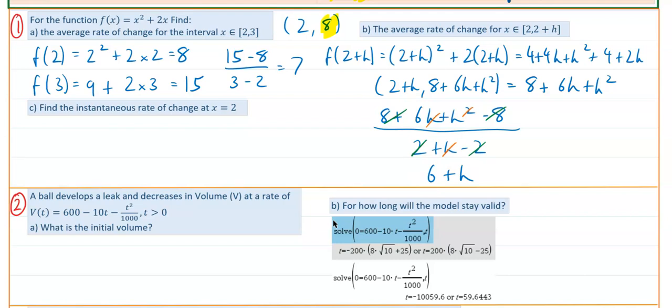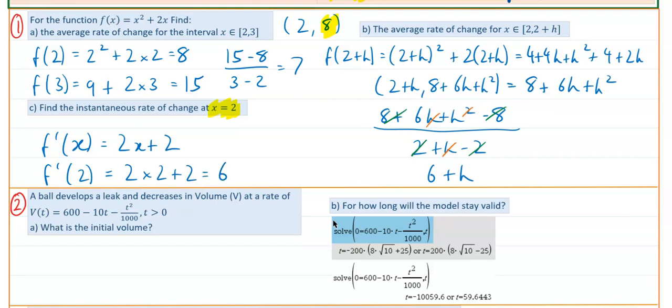Find the instantaneous rate of change at x equals 2. So we could actually just sub in h as 0 at this point, but let's just do it by finding the derivative, which is 2x plus 2. I'm going to sub my value of 2 into my derivative, giving me 2 times 2 plus 2, which of course is 6. So as we already knew, our instantaneous rate of change when x equals 2 for that function is 6.